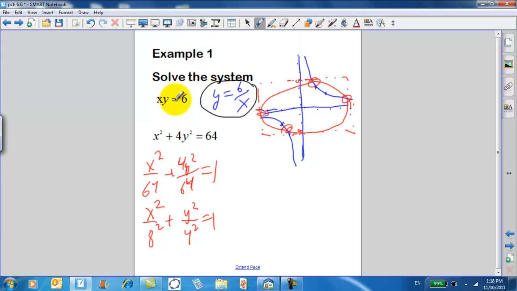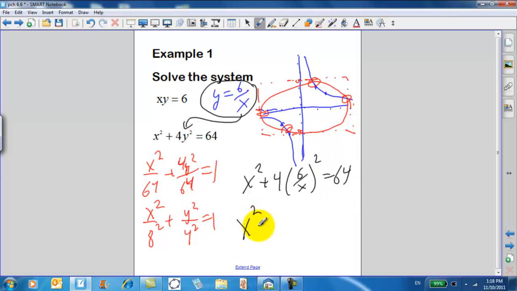Combination isn't going to work too well here, because if we add or subtract the two equations, the variables are not going to fall out. But now we can put 6 over x in for y in this other equation to get x squared plus 4 times 6 over x, all quantities squared, equals 64. So that's x squared plus 4 times 36 over x squared equals 64. And we're going to need another page.